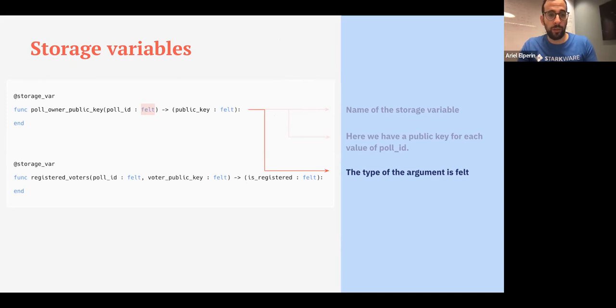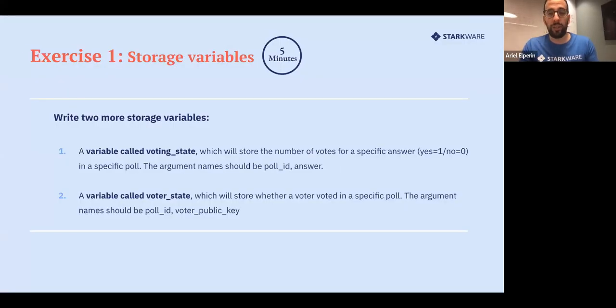Okay, so now you're ready to define your own storage variables. So you have 5 minutes for the next exercise. So basically what we want you to do here is define two additional variables. The one is called voting state, and it should be a mapping between a pair poll ID and a given possible answer. So we'll have polls with only two possible answers, yes or no. And voting state will be a mapping between an ID, a potential answer, yes or no, to the number of people who voted on this answer.